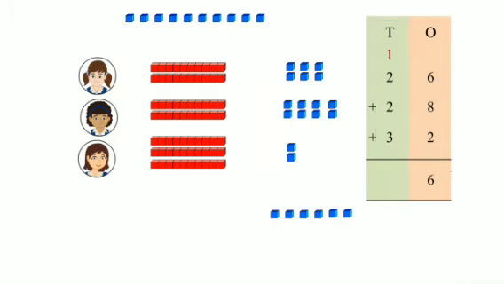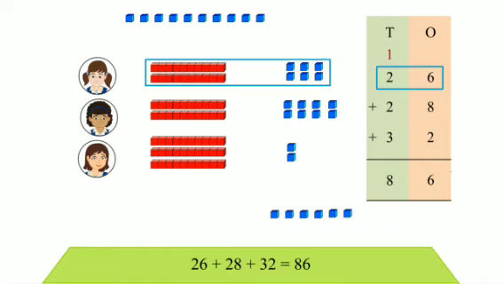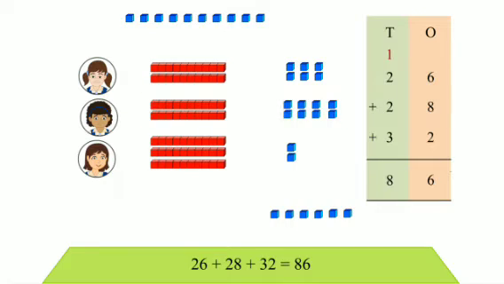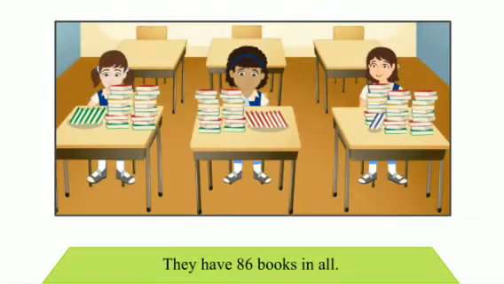Now add the tens. 1 plus 2 plus 2 plus 3 equals 8. Therefore, 26 plus 28 plus 32 equals 86. They have 86 books in all.